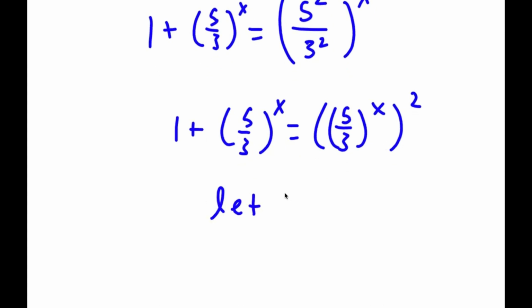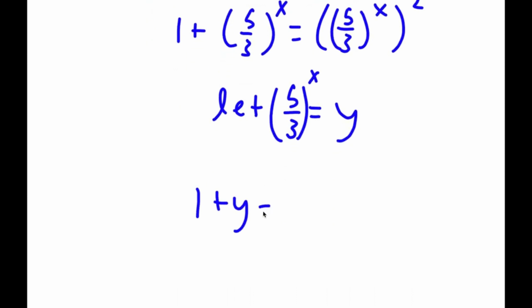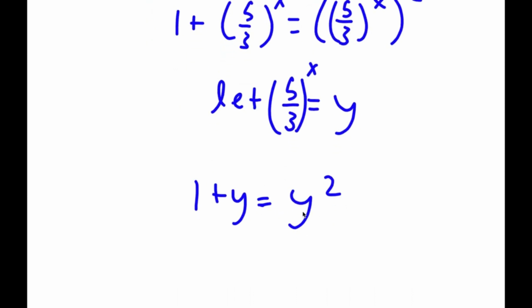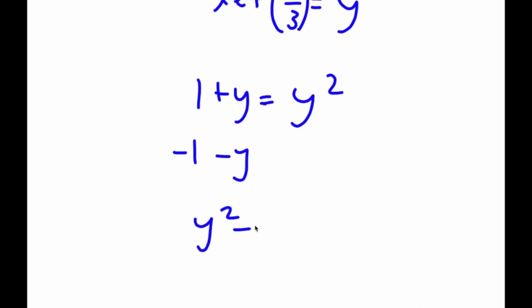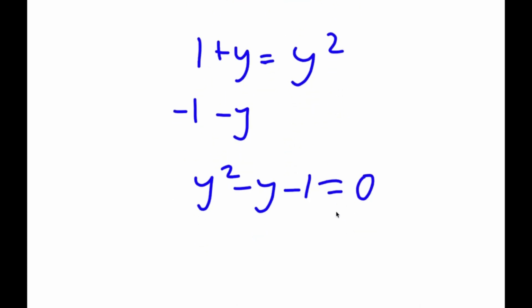Now I'm going to let 5 over 3 to the power of x equal the variable y. So now I have 1 plus y is equal to y squared. Now I'm going to subtract y and 1 on both sides, so now I have y squared minus y minus 1 is equal to 0.